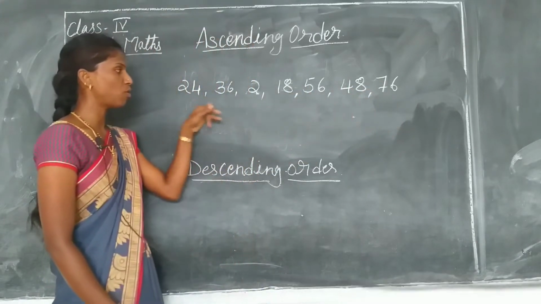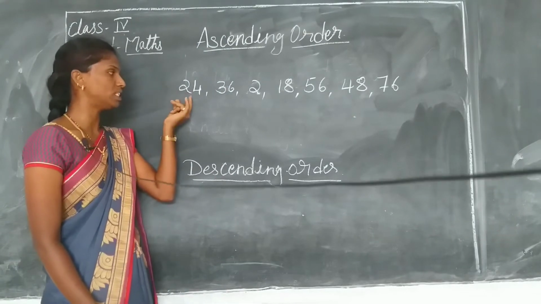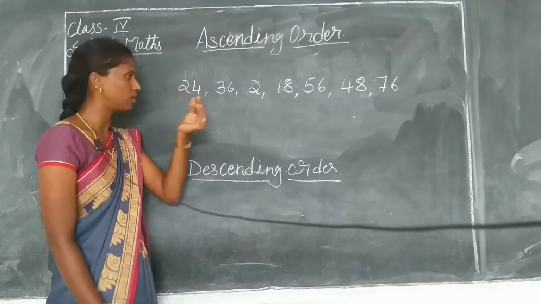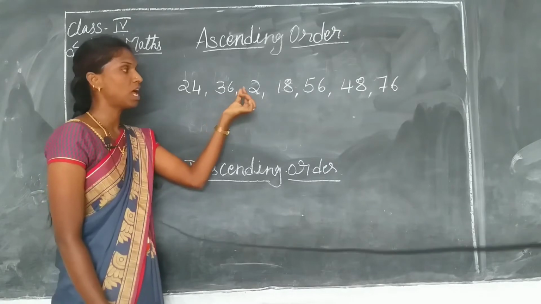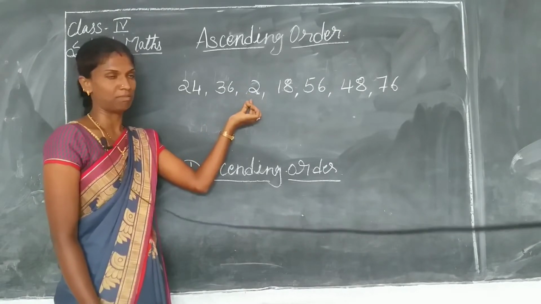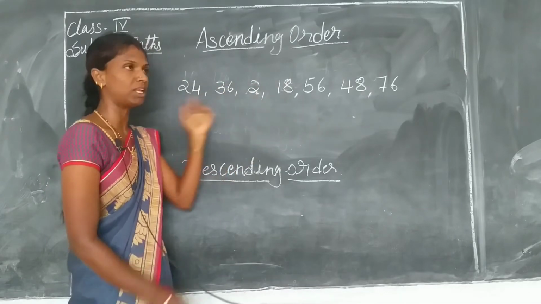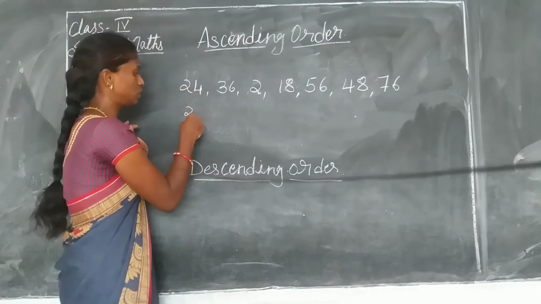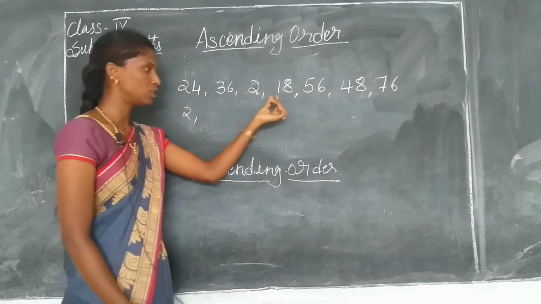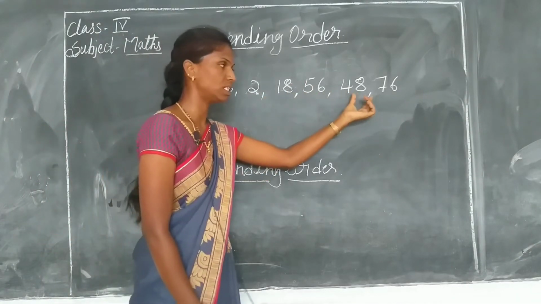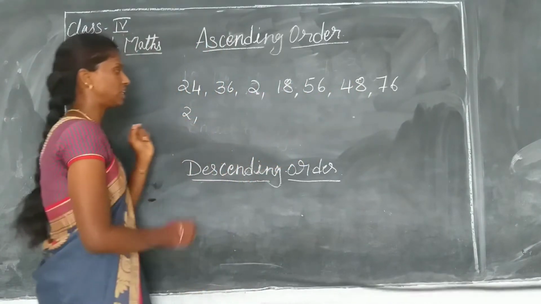Which is the least among all these? You can observe all are 2-digit numbers. Here 24 is a 2-digit number, 36 is a 2-digit number and 2 is a single-digit number. So among all these the smallest, the least number is 2. So we have to write first 2, and after that the rest are 2-digit numbers. Now compare the first digit of the values.